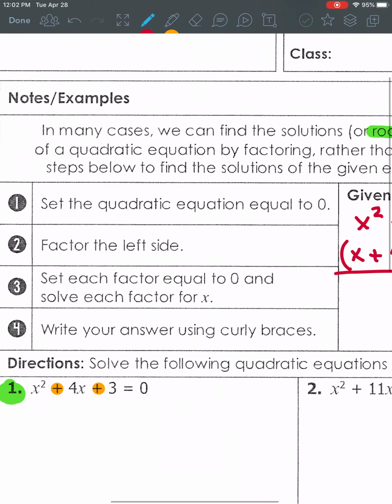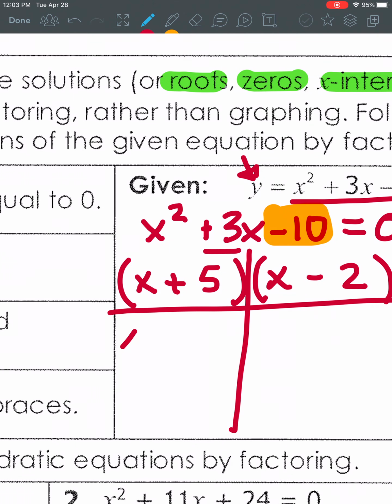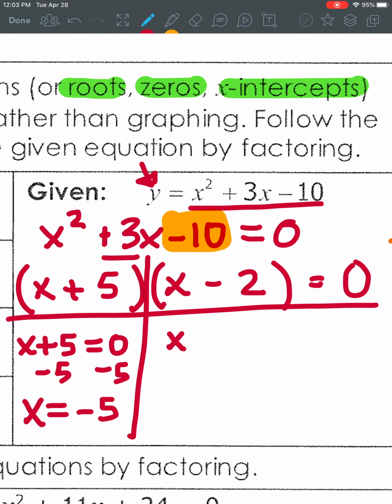Now what we do from here is we set both of these equal to 0. So step 3, set each factor equal to 0, and then solve for that x. So that means this binomial, x plus 5, set it equal to 0, solve that equation. So -5 from each side. This is a one-step equation, okay? We just want to get x by itself, so x is -5. Do the same thing with our other binomial, x minus 2 equals 0. So we would add 2 to both sides to get x by itself, so x is 2.